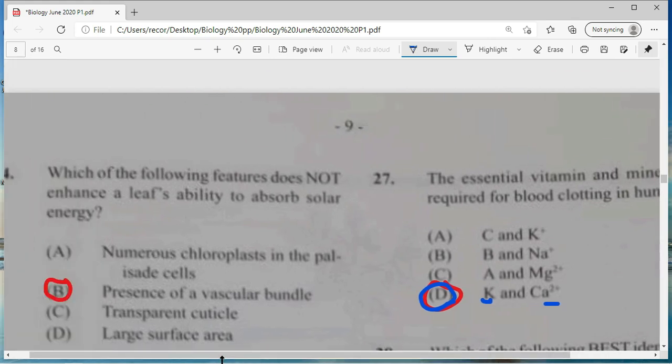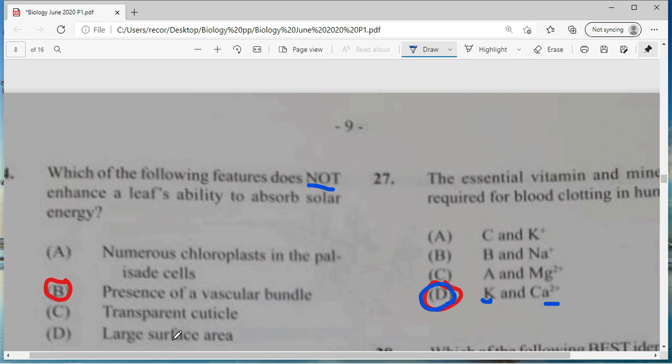The other question, which of the following features does not enhance a leaf's ability to absorb solar energy? Now, don't be confused with the idea of adaptation for photosynthesis. This is just for absorb solar energy. So, of course, our answer here is going to be B, the presence of vascular bundle, because it says not. Vascular bundle will, of course, enhance the process of photosynthesis, but we're talking about light absorption.